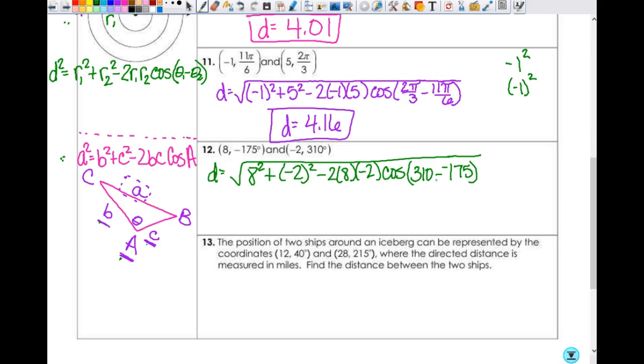Okay? But what am I going to have to do before I start typing this in? Shift it back into degrees. So change it back. Remember, it was shift mode. Then just choose degrees and then do your thing.